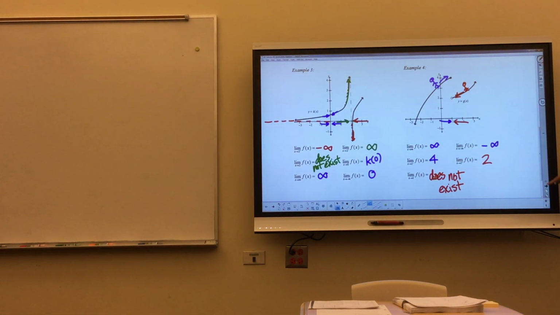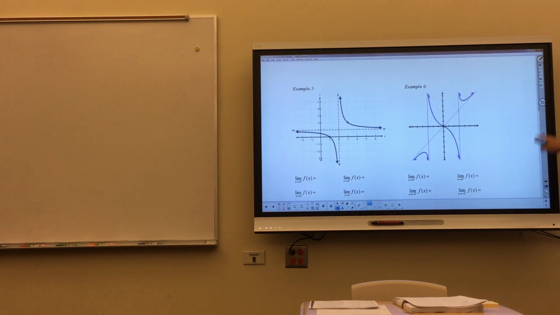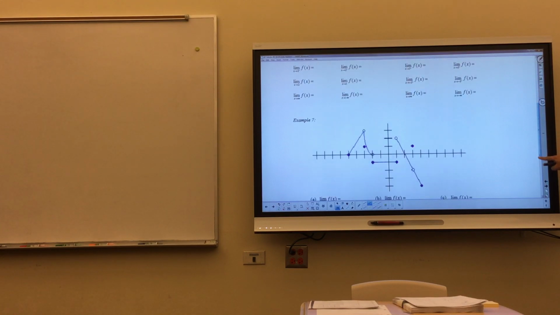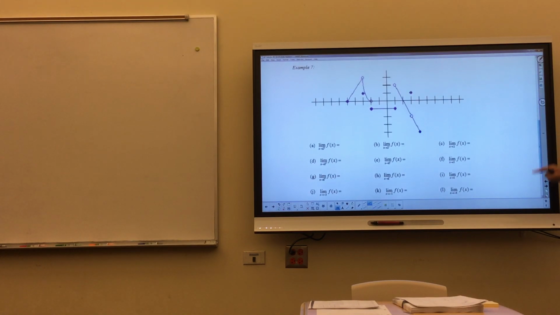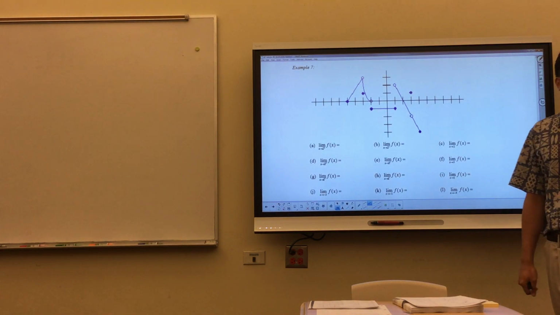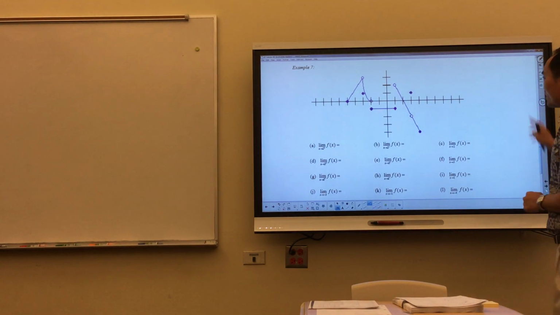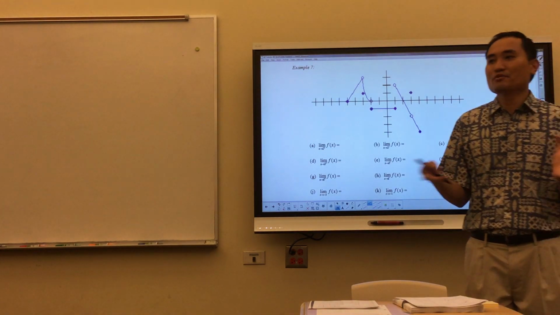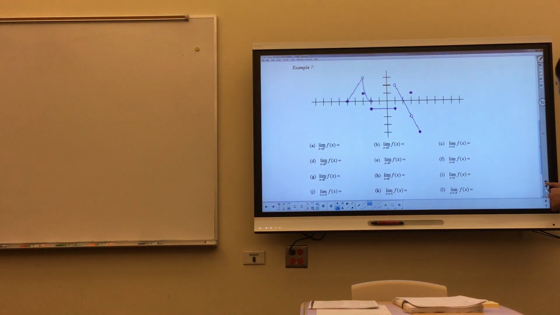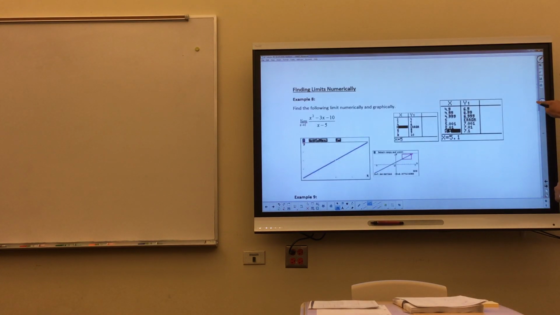So we're going to skip examples 5, 6, and 7. We're going to move ahead because of time. When you have time, you can try examples 5, 6, 7 on your own. Okay, let's go to the next page.